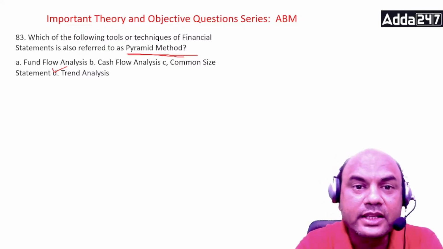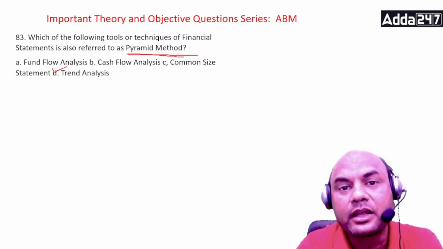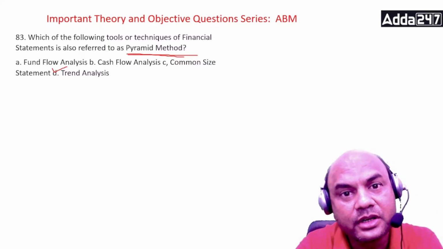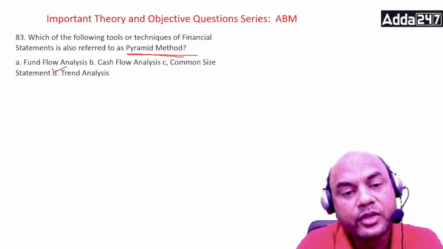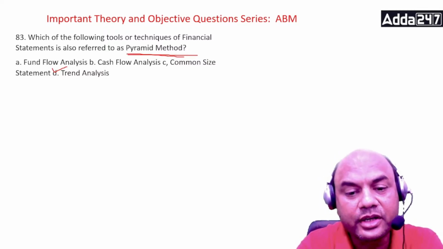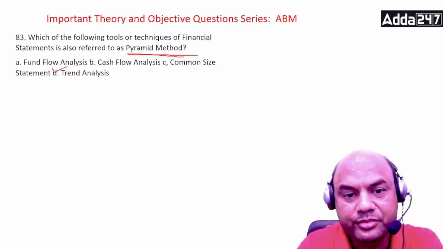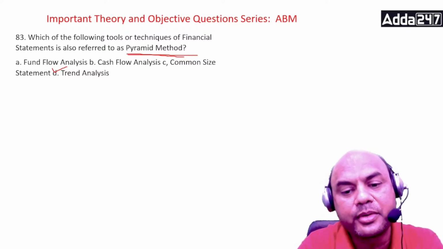So these ratio analyses are not done in a solo manner. They are done in a comparative manner. Meaning, what was it 3 years ago? 2 years ago? 1 year ago? Last year? And today? So that is trend checking. This analysis is also called the pyramid method. So this trend analysis is also called the pyramid method.